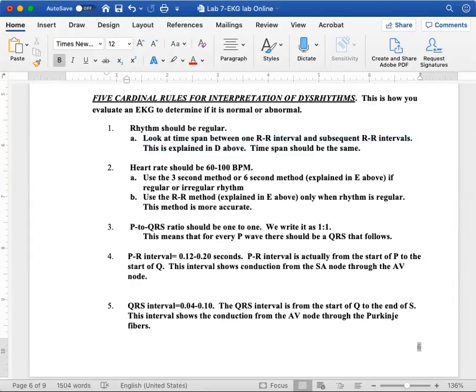The heart rate should be 60 to 100 beats per minute. How do we figure that out? You're going to count how many R's there are in 3 seconds and multiply that times 20, because there's 20 3-second intervals in 60 seconds. Or count the number of R's in 6 seconds and multiply that by 10 to figure out the heart rate. So you have to label 6 seconds worth of data, count the R's in that, and then multiply it by 10. Don't have to do the R to R method today.